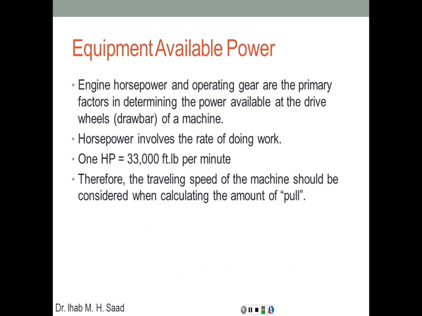Drawbar in case of tracks, rim pull in case of wheels. Horsepower involves the rate of doing work, and 1 horsepower is equivalent to 33,000 foot-pound per minute. Therefore, the traveling speed of the machine should be considered when calculating the amount of pull, since we're talking about per minute, so we're talking about speed, which is going to be a factor.